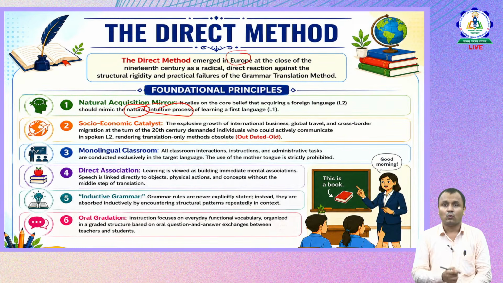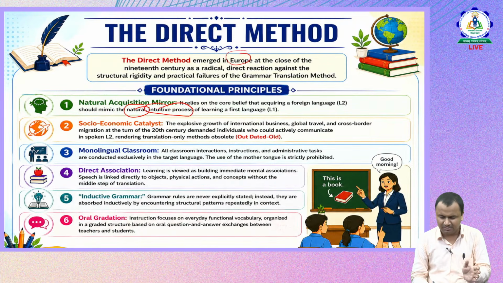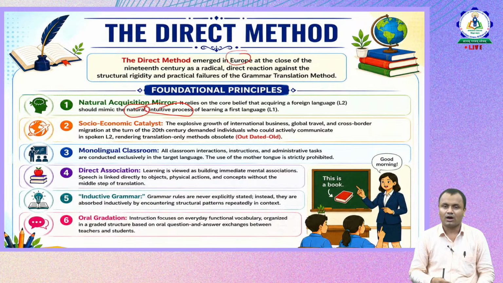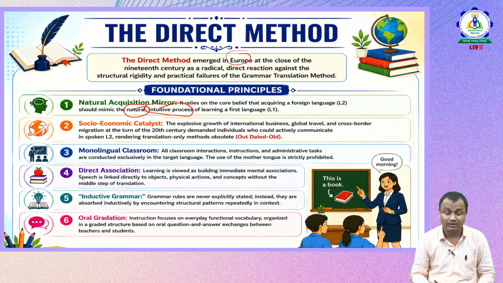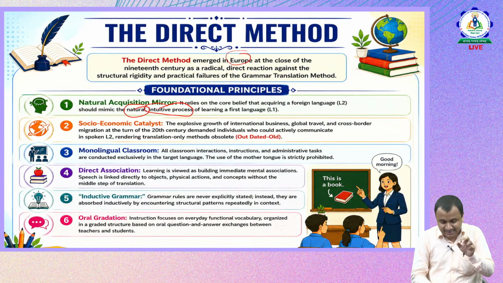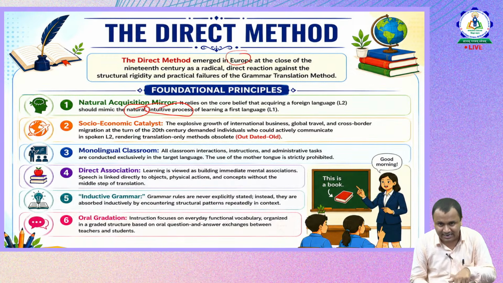Second thing, why this direct method came into existence is the socio-economic background, or the socio-economic catalyst. What we see is, in today's world, globalization is being promoted, global trade is being promoted, we do see migration, we do see border migration, so we need speakers who can communicate in the target language, or English, or the global language. So our focus is now to shift towards spoken skills, towards communication, towards direct thinking in the target language or in English.